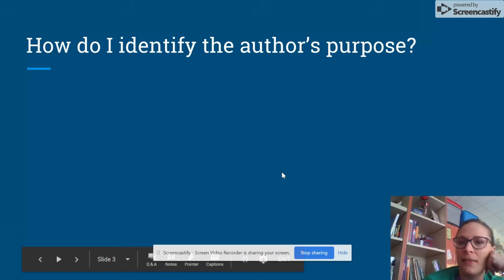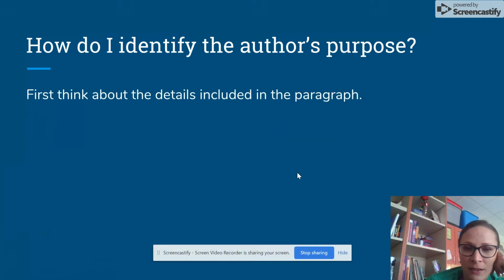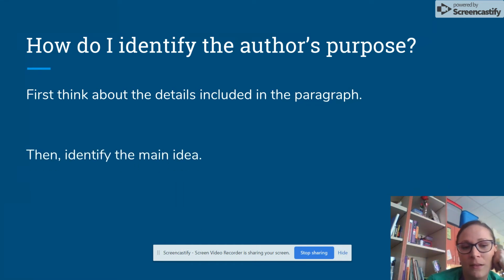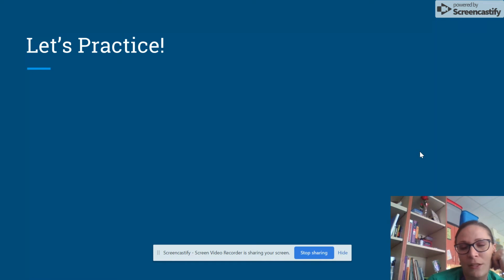How do I identify the author's purpose? First, you're going to think about the details that were included in the paragraph. Then identify the main idea. Finally, read through your answer choices to find a match. So now let's do some practice.